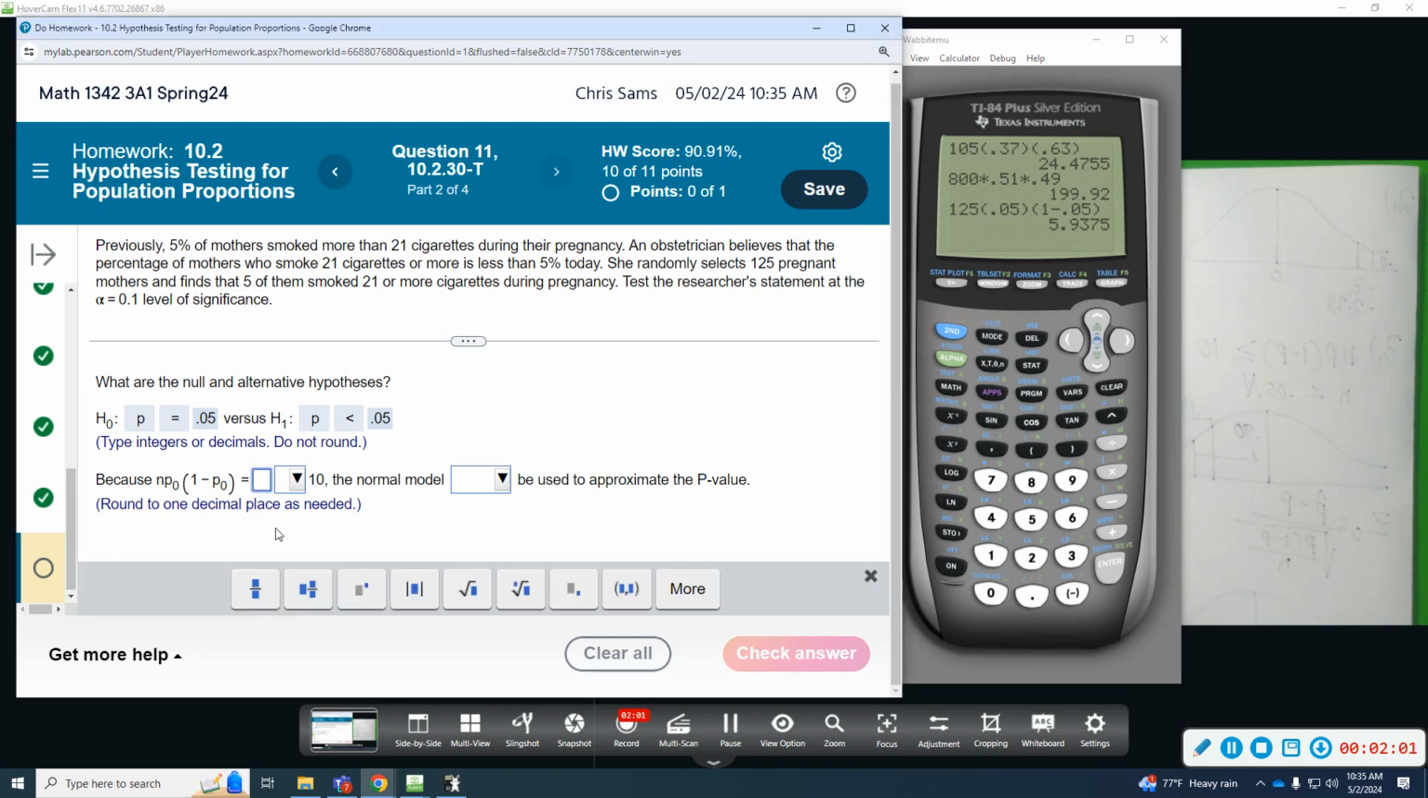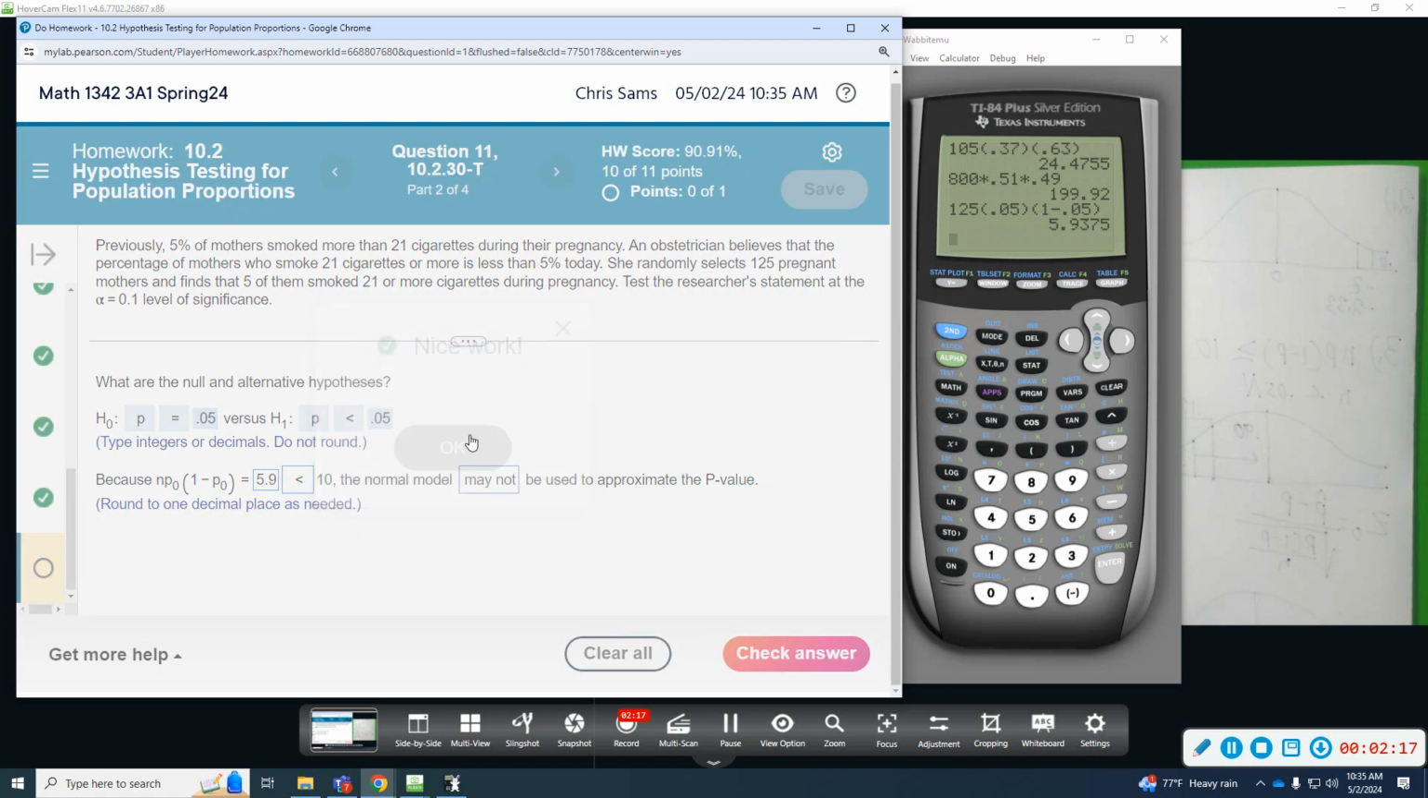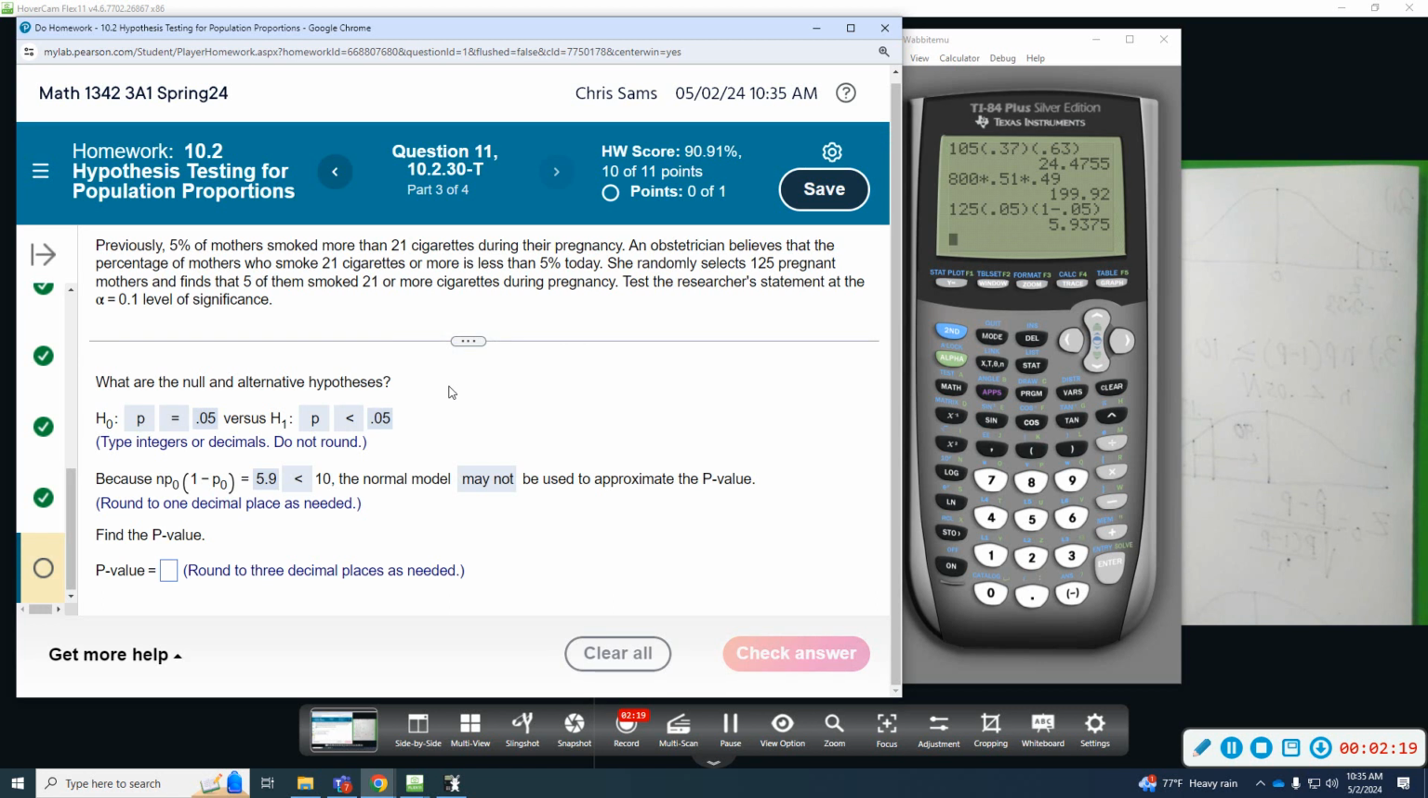So 5.94, or just 5.9, is less than 10. This is not a big enough sample. The normal model may not be used. Alright, so what this means is if we're going to find a p-value, we're going to have to use the binomial. So we're thinking number of success and failure.